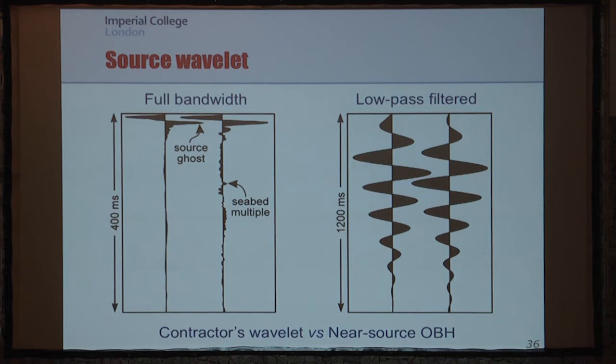You can see now that the data and the predicted source really don't match at all. There's a big phase error, big phase shift between the two. So this peak here and this peak here and this trough, they don't line up at all. There's a very significant phase error between the field data and the contractor's wavelet at low frequency. And that's very, very common.